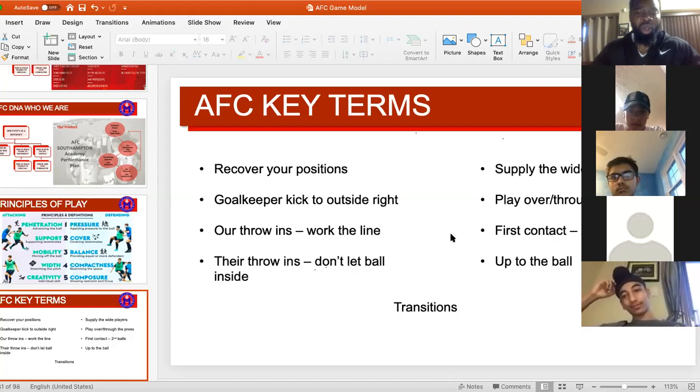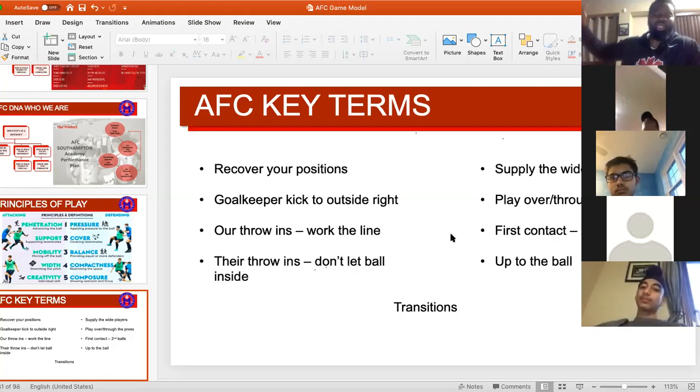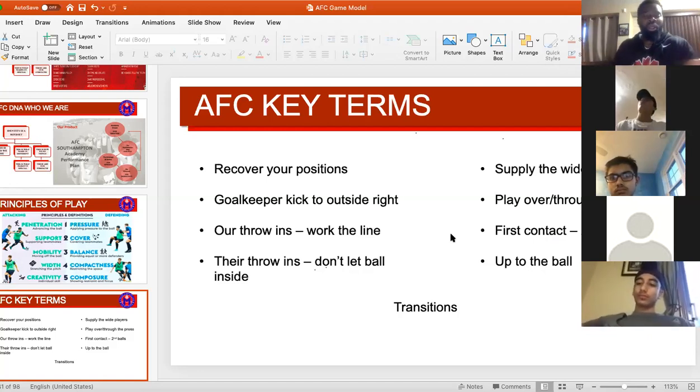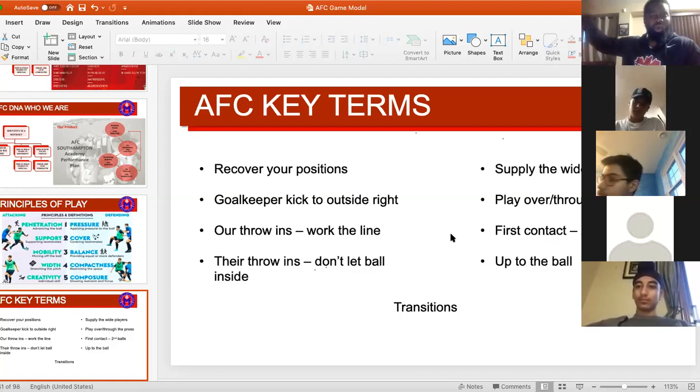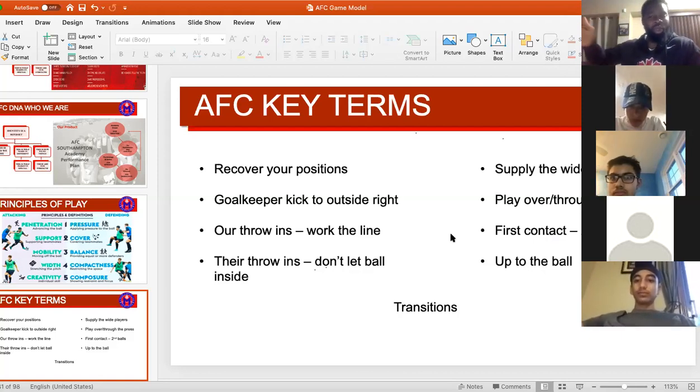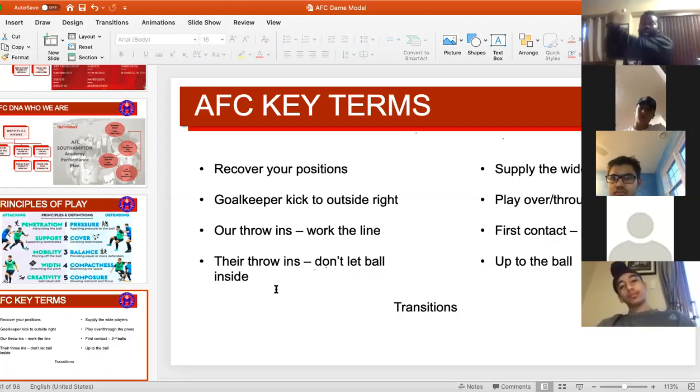Goalkeeper, kick the ball outside right. Bassi is playing right midfield. I want the goalkeeper to kick the ball on the right side of the field. So outside right, I want you to kick it there, right? When we throw in, we want to throw down the line. So work the line. We want to work the line when we're doing throw-ins. When we're throwing in, we do not want to throw the ball inside. Do not throw the ball inside the field. Throw it down the line, right?